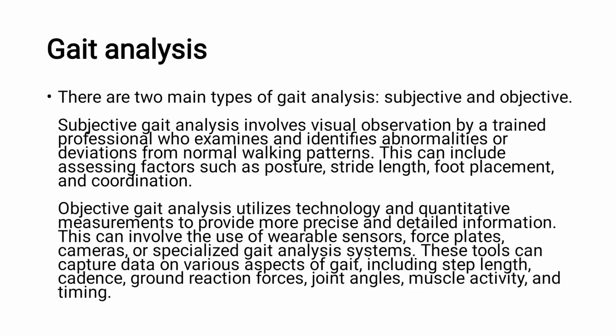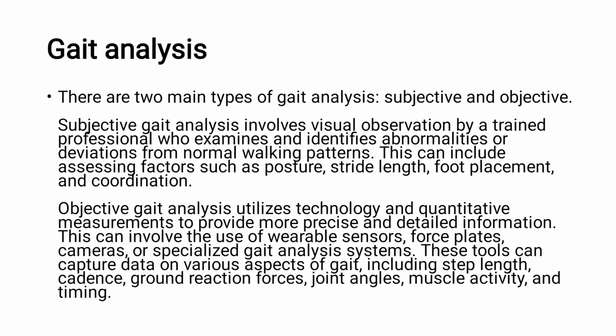There are two main types of gait analysis, subjective and objective. First is subjective gait analysis. This involves visual observation by a trained professional, who will examine and identify any abnormalities or deviation from normal walking patterns. Then objective gait analysis, which uses a particular technology.